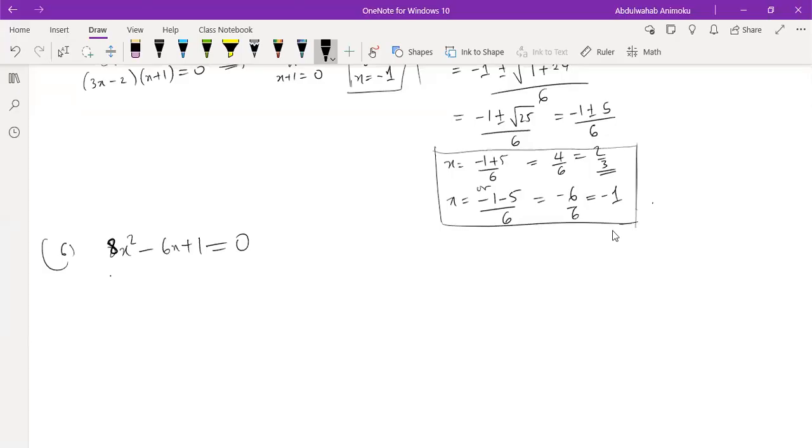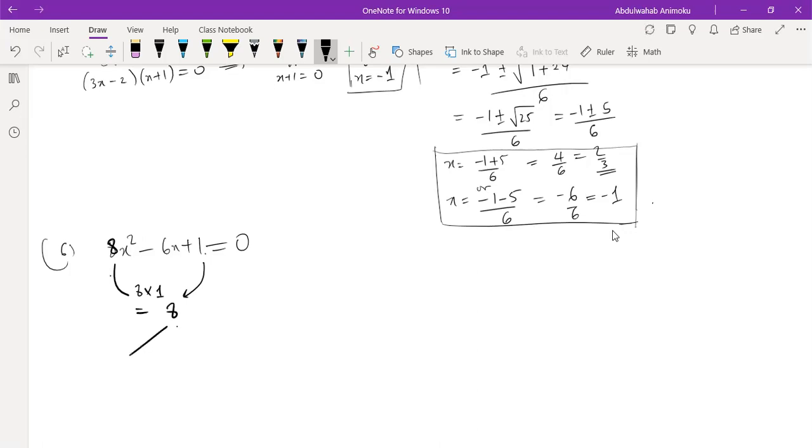All right, so the last problem says 8x squared minus 6x plus 1 equal to 0. So how do we solve this? We're going to use the factorization method. What happens is we multiply, don't forget, the coefficient of x squared and the constant, which is 8 times 1, and that will give us 8.